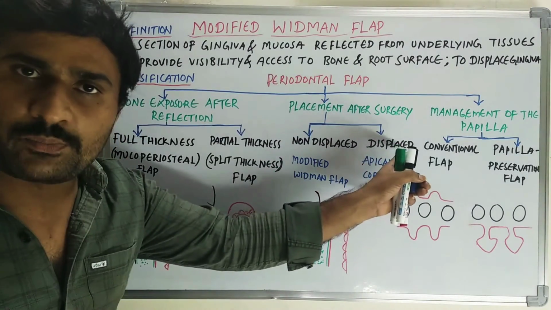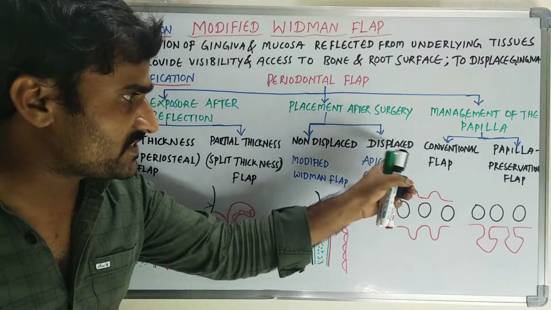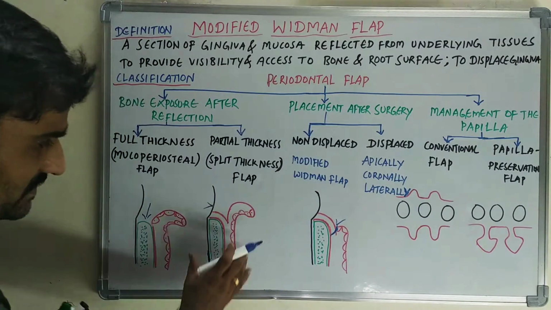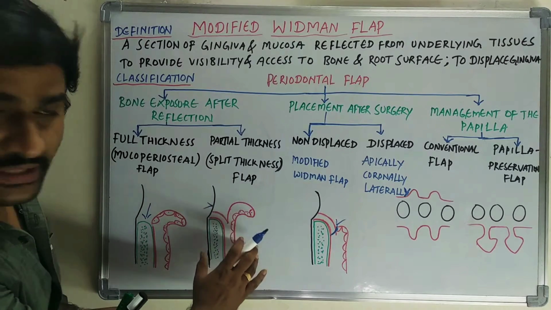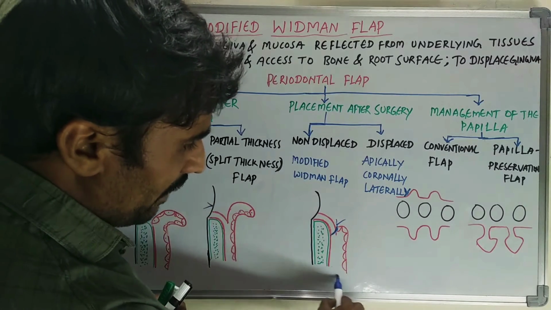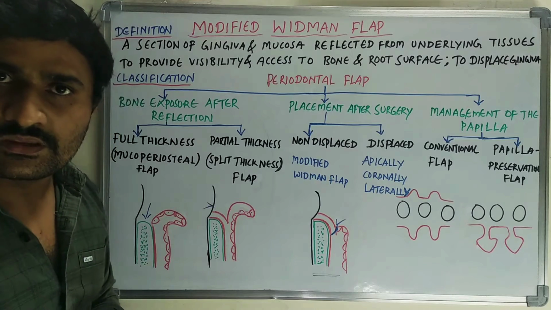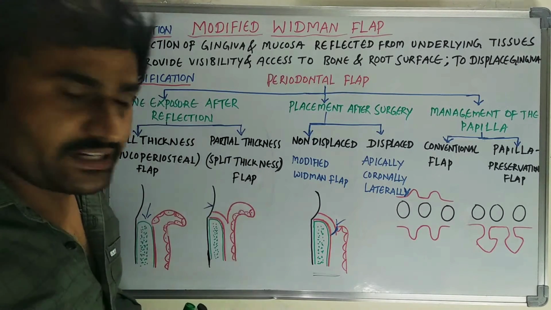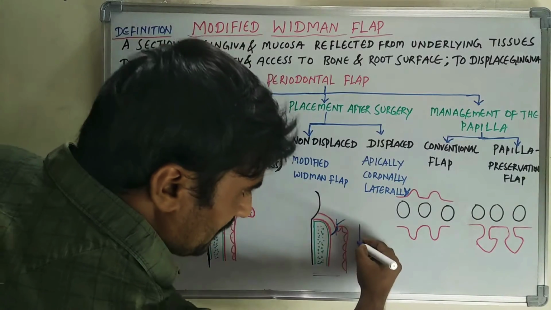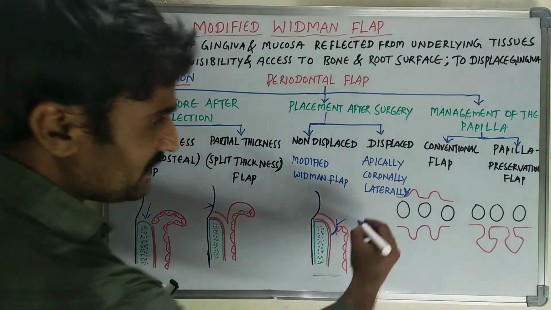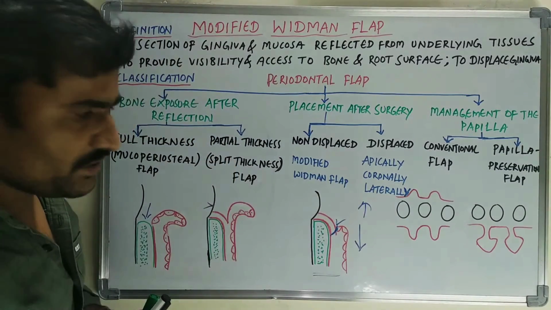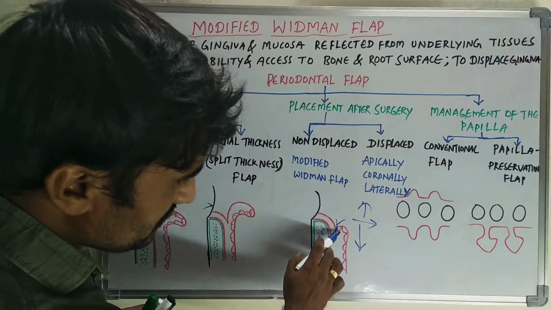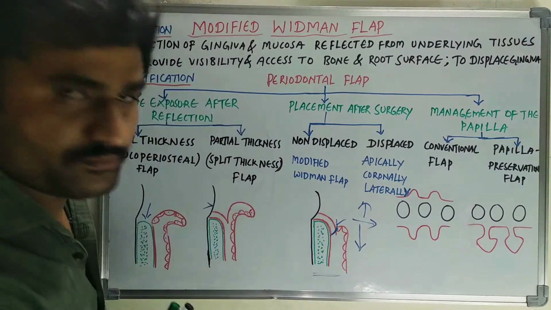For displaced flap, you can displace it apically, coronally, or laterally. Right? In this diagram, you can see this is the apically displaced flap. This elevated flap is displaced apically, or you can displace it coronally, or you can displace it laterally. In this case, it is displaced apically and sutured here.